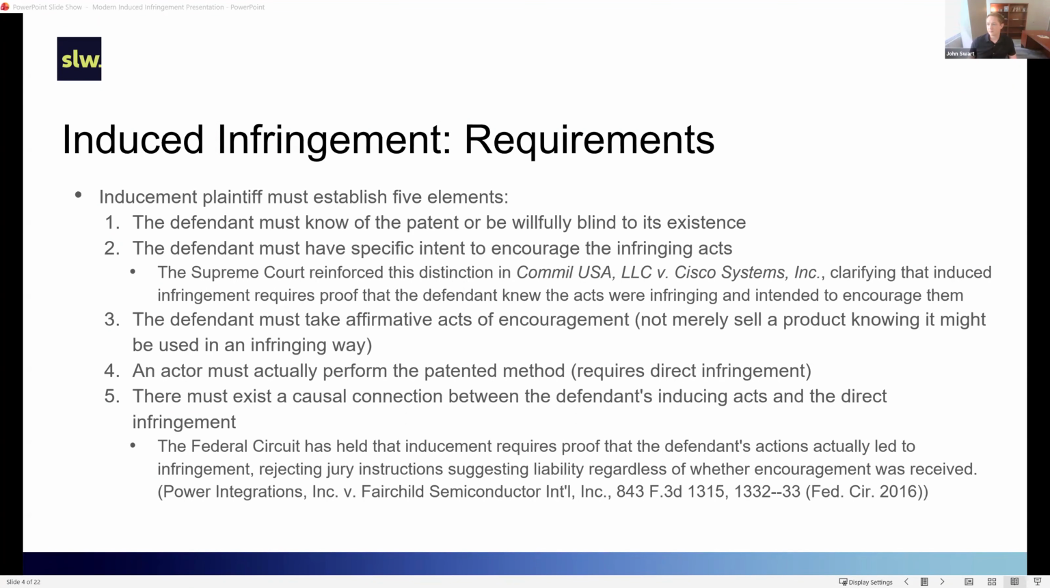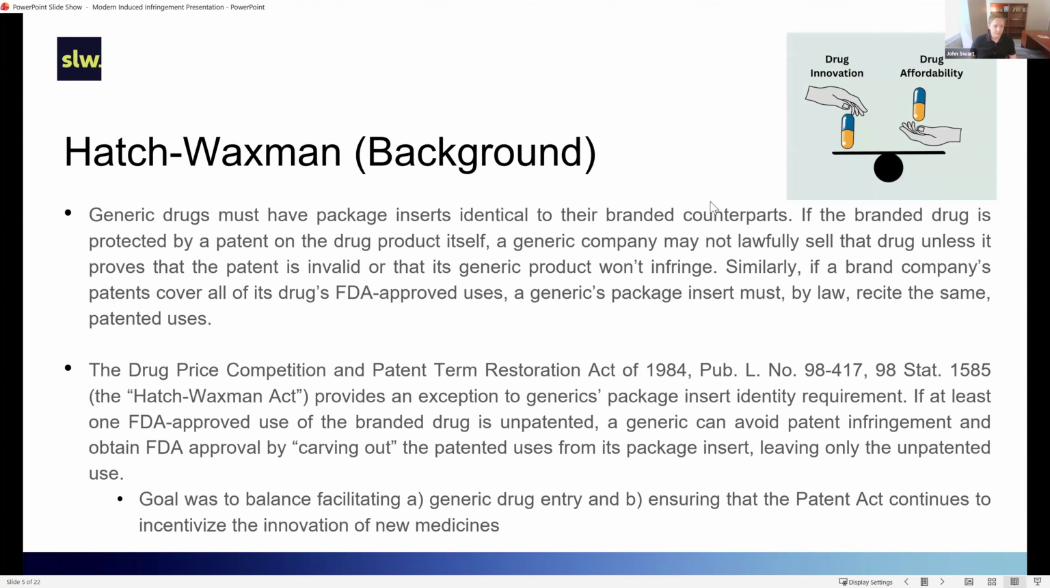a newer issue. So in 1984, the Drug Price Competition and Patent Term Restoration Act was passed. This is better known as the Hatch-Waxman Act. So this was an act that had a ton of new provisions regarding drug innovation, drug affordability.